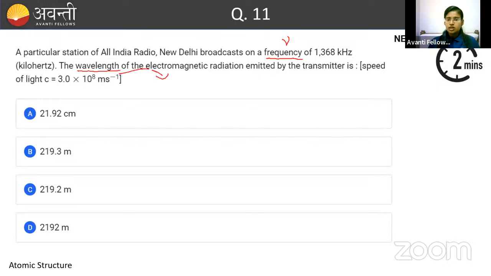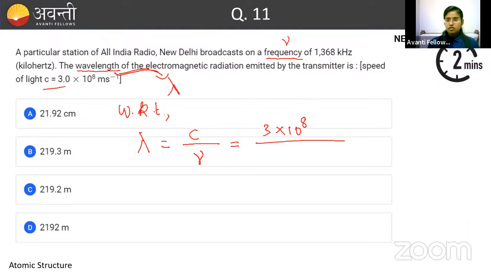The wavelength is denoted by the letter lambda. Okay, and the c value is given. So how to find out lambda from nu and c? So what is the formula? We know that lambda is equal to c by nu. So this is the formula. This is the relationship between lambda, c and nu. Okay, straight away you can substitute the formula. It is equal to the c value, 3 into 10 to the power 8, divided by the frequency.